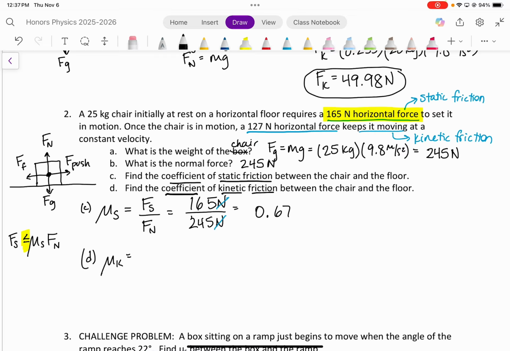Is mu k equal to Fk over Fn? Yes. And what does Fk equal? It's 127. So that's the amount of kinetic friction, 127, divided by the normal force, which is 245 newtons. Again, newtons are going to cancel. And what do we get for mu k?